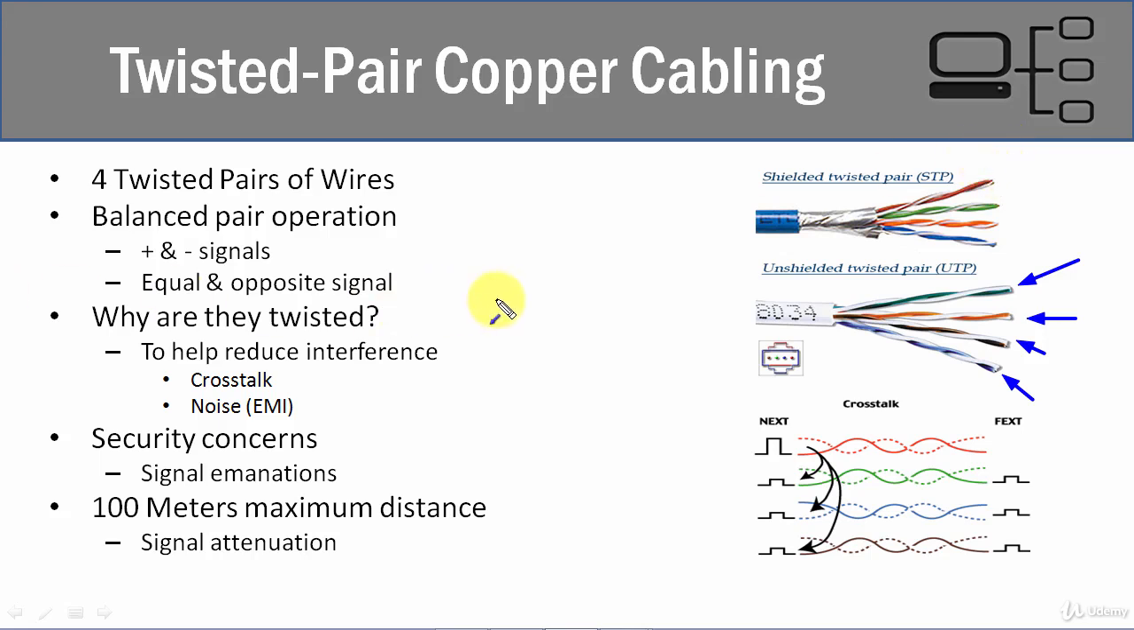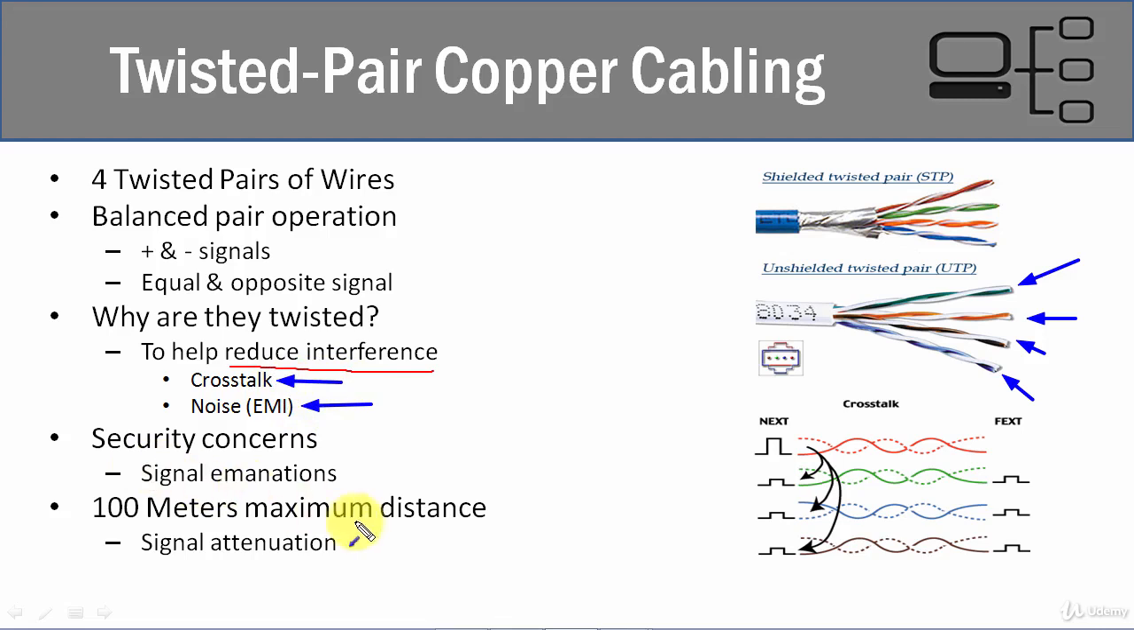Now, a bigger question is, why are they twisted together? Because you could easily just create this network cabling and bundle it together and not twist them. But there is a specific reason why they are twisted together, and that's to help reduce interference. And we're talking about electromagnetic interference and crosstalk. So there are 2 types of interference: electromagnetic interference, and the second one is crosstalk.